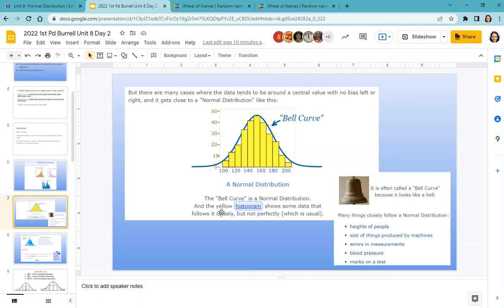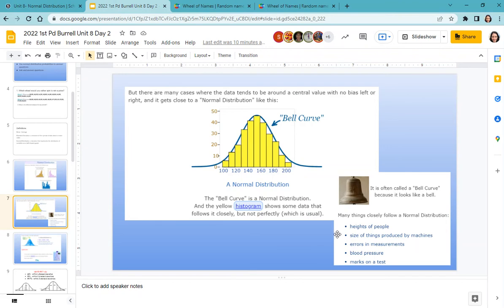So not everything is normally distributed. Some numbers are just all over the place, but here are some things that could be normally distributed. Heights of people. Most people are about average height, and then some people are a lot taller or a lot shorter, but most people are about average height.